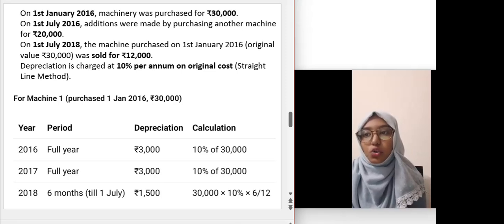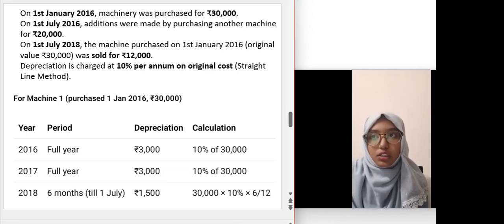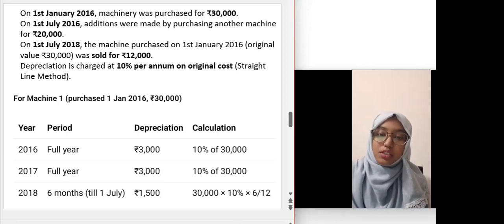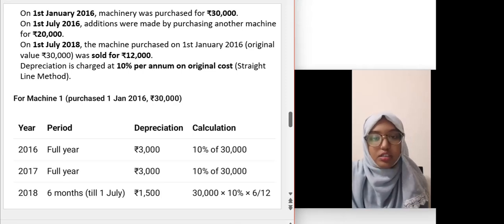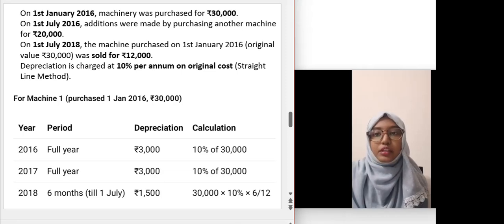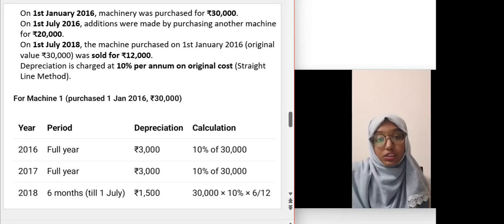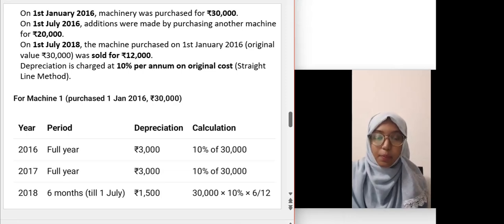Now here there are two machines involved. One is the first machine purchased for 30,000 on 1st January 2016. On 1st July 2016, the same year, additions were made by purchasing another machine for 20,000. In 2017 there are no changes, and the two machines are still being put into use. On 1st July 2018, the machine purchased in January 2016, the first machine for 30,000, was sold for 12,000. Only the first machine is being sold; the second machine still continues to exist.